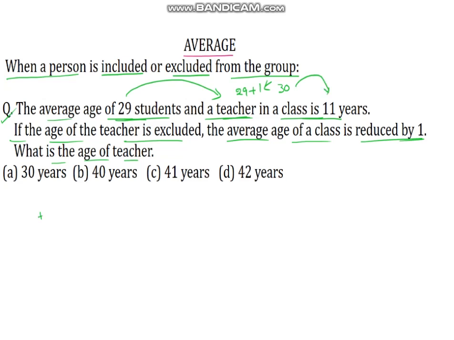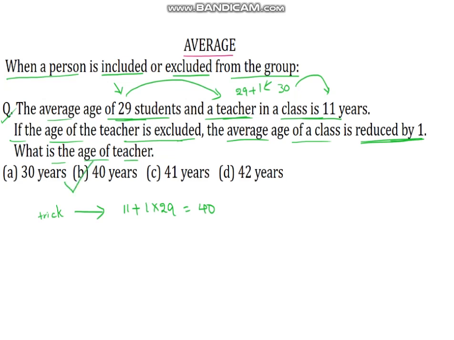So, first the tricky method. The age of the teacher is 11 years plus, when she is excluded from that group, the average is reduced by 1. So from her age, she gives 1 year to each of the students. So 1 into 29. This equals 40. 40 years is the answer.